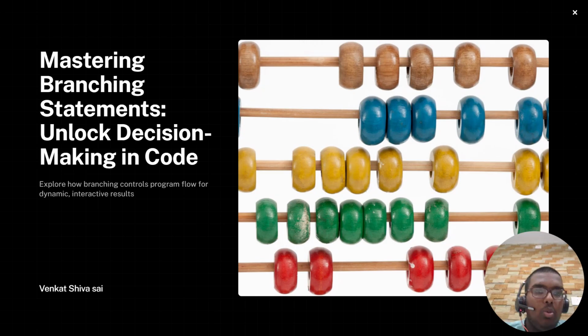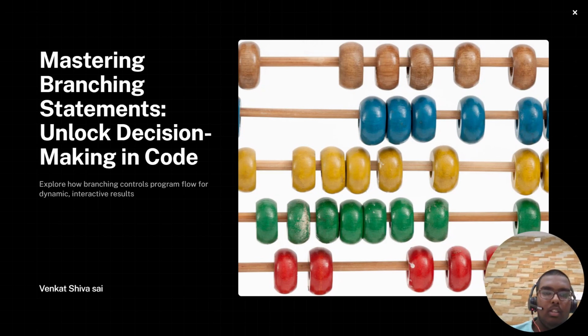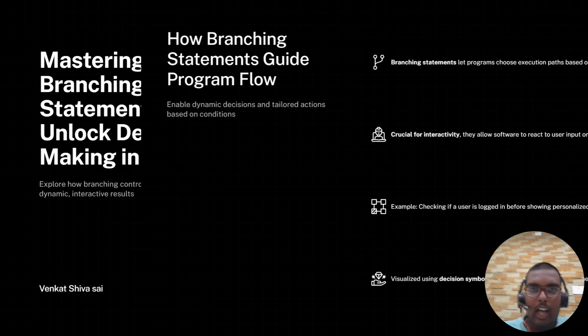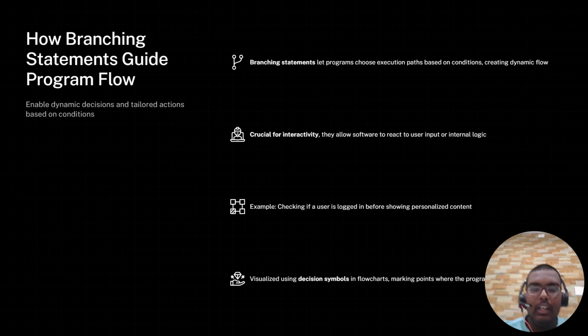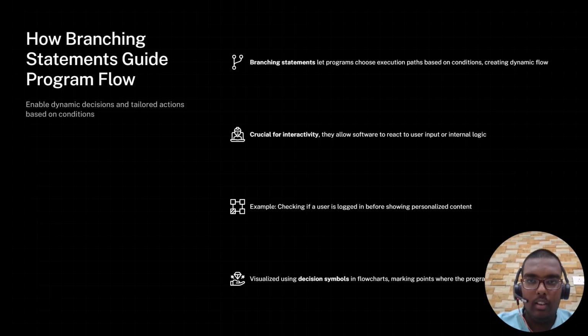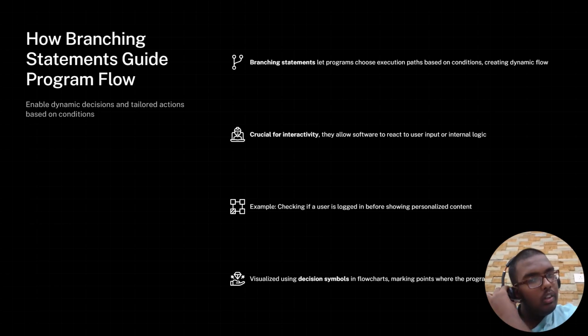I am here to explain the branching statements in C programming today. Now, branching statements are very important for any language and are mainly used for controlling or dividing the path in which the program is taken. Branching statements let the programmer choose the execution path based on conditions, creating a dynamic flow.